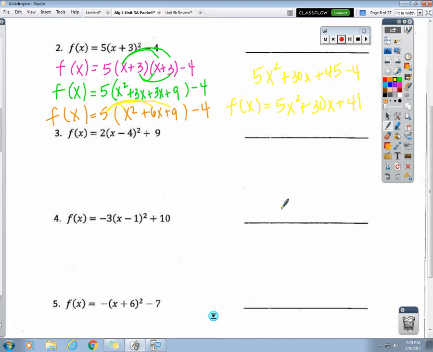And then of course, just like always, you can check it, and you better. Graph this one, make sure they match. If it doesn't give you the same parabola, work it again. Okay?